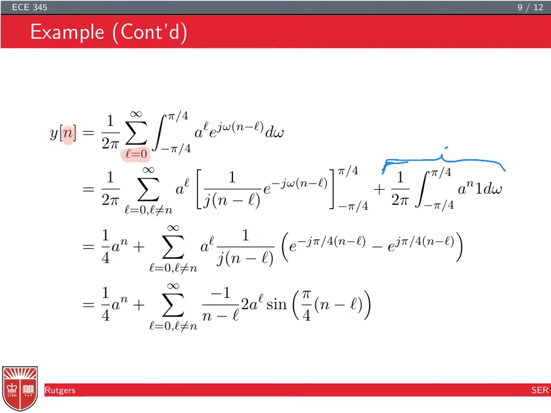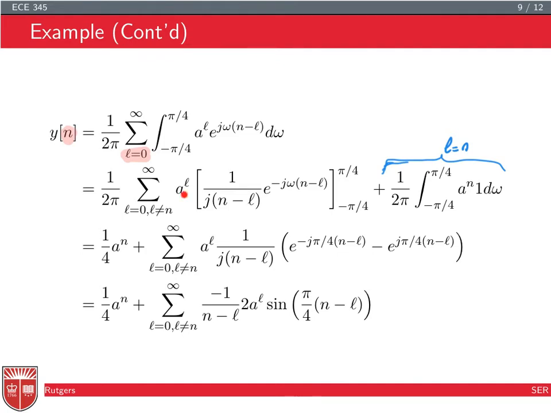This is the case when L is equal to n, and in this case the factor n minus L is 0, so e^(jω(n-L)) is 1. So this becomes the integral between minus π/4 and plus π/4 of a^n times 1 dω. This part is the easy part. And for the remaining part, I have all the remaining sum minus that case, so that's why I have to single out L equal to n. This is the summation over all L different than n, going from 0 to infinity.